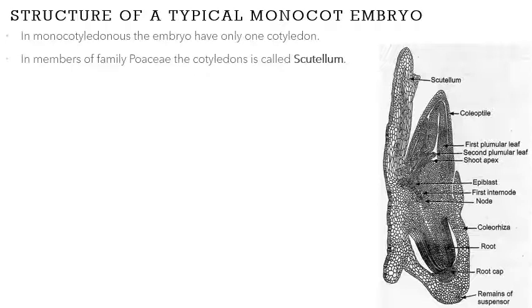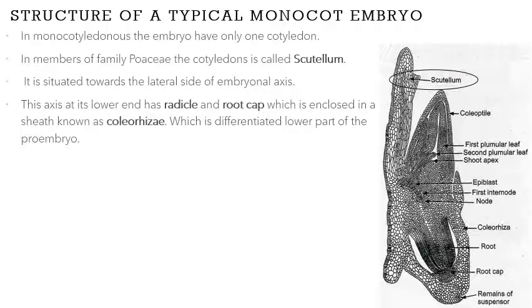the cotyledon is called the scutellum. This is the scutellum region. It is situated towards the lateral side of the embryonal axis. This axis at its lower end has the radicle and root cap, which is enclosed in a sheath known as the coleorhiza, which is the differentiated lower part of the proembryo.